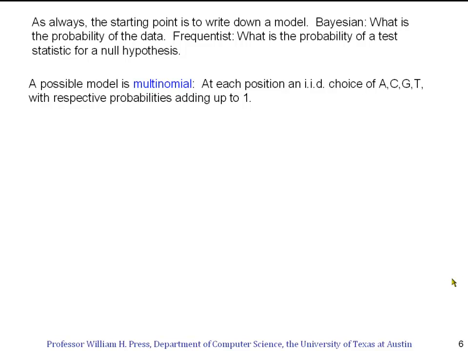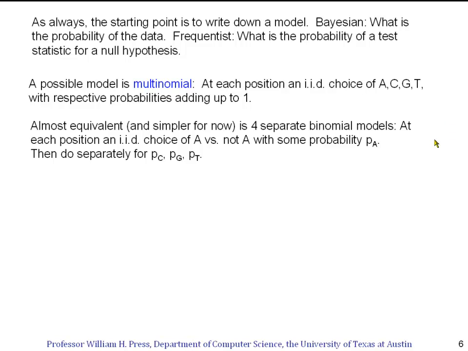That is to say, at each position in the approximately 1.53 million positions in that string, we would pick an independent and identically distributed choice of A, C, G, or T. And so we would have four numbers, probability of A, C, G, and T, adding up to 1, and those four numbers would be the multinomial model. Now that's a perfectly good model. In fact, it's probably a better model very slightly than the one we're actually going to compute, but we're going to compute one that's a bit simpler and almost equivalent.